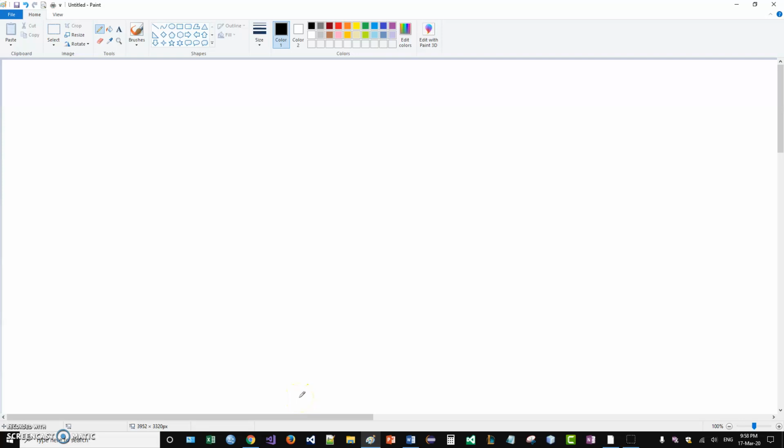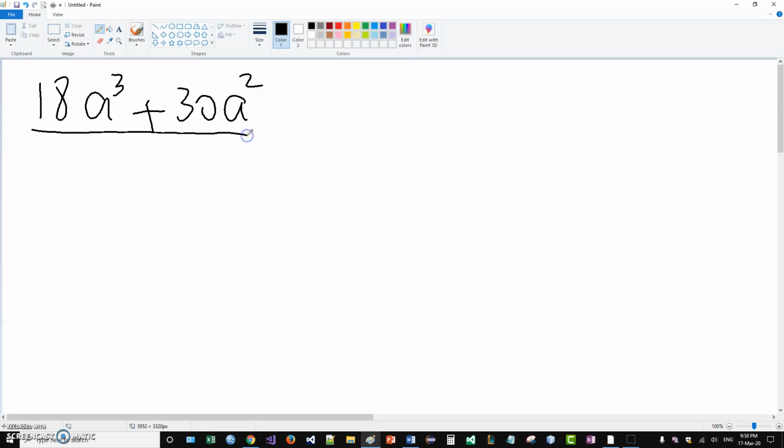Let's say we have something like this: 18a cubed plus 30a squared over 3a. So we want to divide the top polynomial, which is 18a cubed plus 30a squared, by 3a. Now we're dividing a polynomial by a monomial. Right here we have a monomial because it's just one term. To do this, you just divide each term of the polynomial by the monomial.